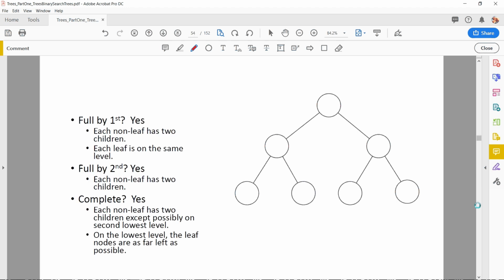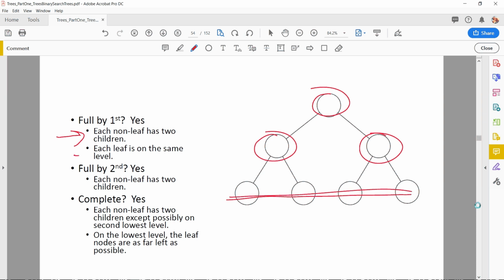All right, so this tree is full by both definitions and complete. It is full by the first because each non-leaf has two children. This is a non-leaf, two children, non-leaf, two children, non-leaf, two children. These are all leaves, and each leaf is on the same level, right? So it's full by the first definition. We know if it's full by the first, it's automatically full by the second.